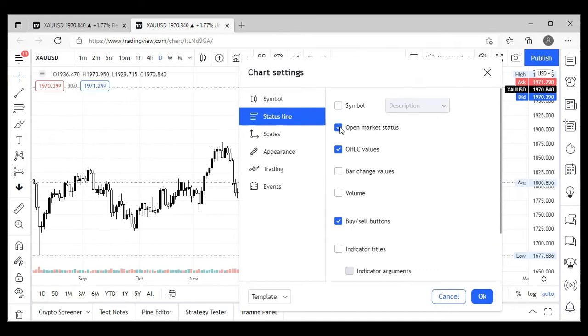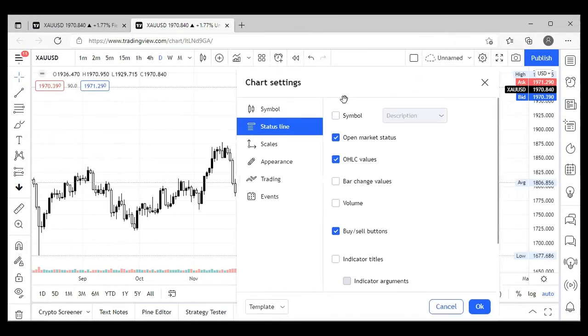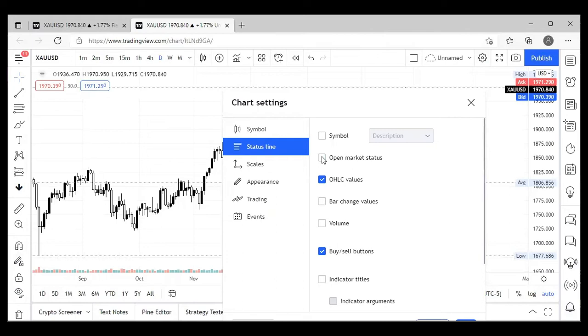Open market status. If I click on it, I'm trying to see where that change happens. OHLC. Okay, so OHLC, remember when we're talking about the candlesticks, the open, the high, the low, the close. So this is the open price on gold last week. This was the high, okay, on the daily. This was the low of the daily, and this was the closing price. So that's what it means. If I want to see them on my chart, I can see them. If I don't want, I can remove them.